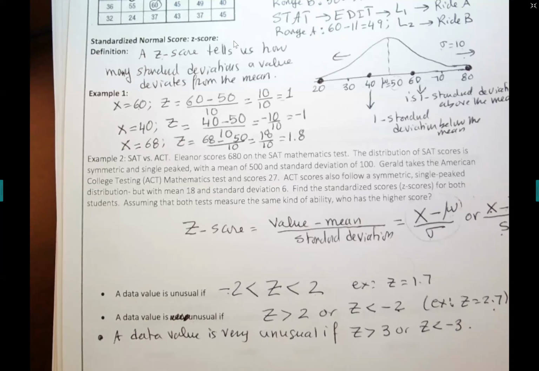Gerald takes the American College Testing ACT math test and scores 27. ACT scores are also symmetric with a single peak distribution, but with a mean of 18 and a standard deviation of 6. Find the standard Z-score of each person and tell which one did better relative to the others. So we're going to do this.